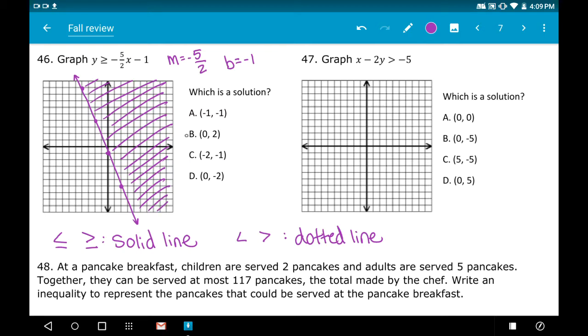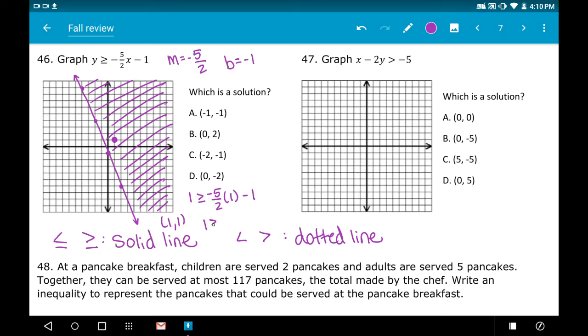If you're not sure which way is above or below, we can pick a test point. So I'm going to pick 1, 1 in this case. And if I plug in 1, 1, that means my y is 1 and my x is 1. So we have a coordinate x is 1 and y is 1. So I replace x and y in this equation with 1 and 1. So -5/2 times 1 minus 1.